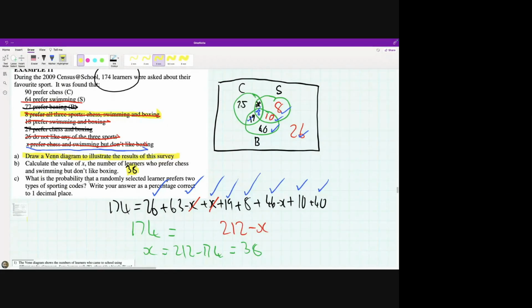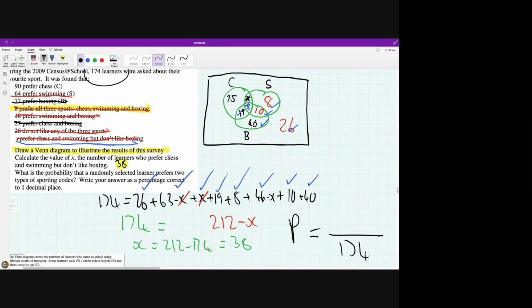And then what is the probability that a randomly selected learner prefers 2 types of sporting codes? All right. So in total, to answer this question, how many people are possible? 174. How many people like 2 sporting codes? The only trick is, do people who like 3 sporting codes also like 2? They do. So basically, for me, the people who like 2 sporting codes or more, it depends if you include the 8 or not. I'm going to include it, but the question's a bit ambiguous. So what is the number going to be on top here if you include the 8?